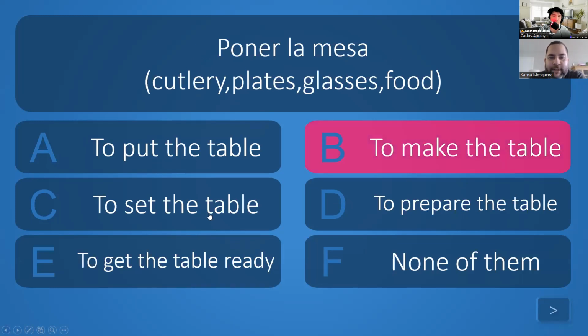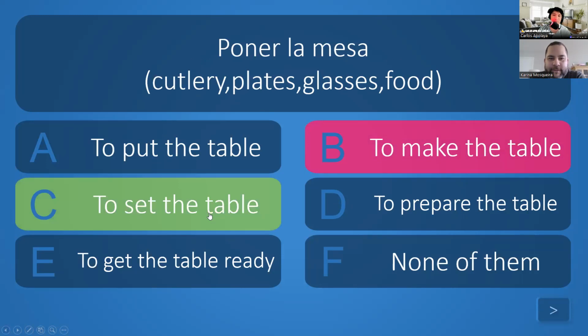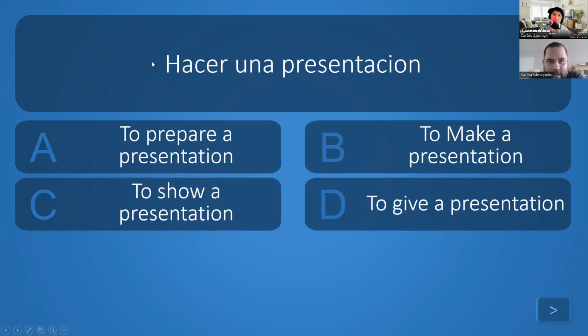Set the table. Yes. I have a question. For example, do you set your table in your house? Yes. Oh, nice. Then we have hacer una presentación. Hacer una presentación means like when you start talking, like, hello, everybody. Today I will talk about the pros and cons of living here in Canada. You prepare a presentation, show a presentation, give a presentation, make a presentation.